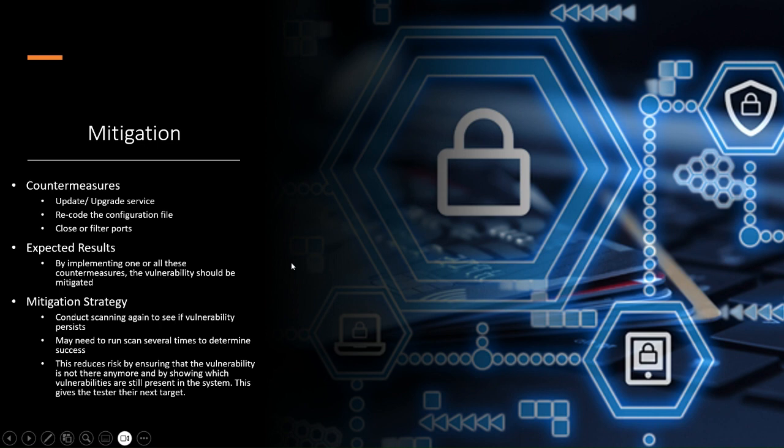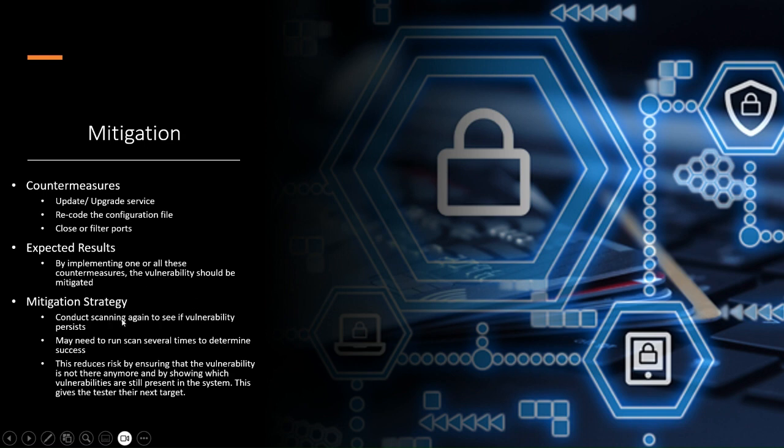Okay, so here I'm showing some of the countermeasures that I would take for mitigation. So, of course, I would upgrade or update the services, recode configuration files, and then close or filter ports. Filtering ports would have to be done using a firewall, but of course, there's no firewall on here, so that would definitely be something that I would be doing. Anything that's going to be touching the internet, I want it going through a firewall. By implementing any or even all of these countermeasures, the vulnerability should be mitigated. That's the expected result that I would get out of that.